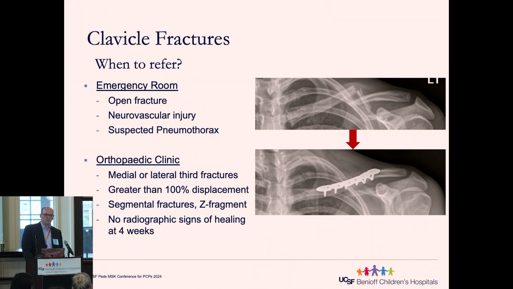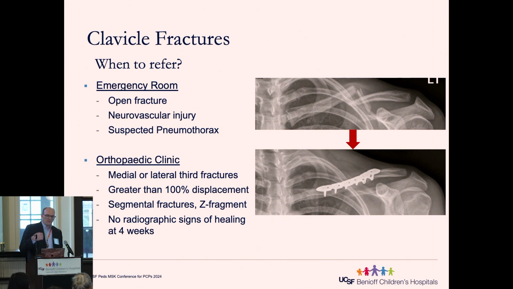So when to refer towards an emergency room, that's something open, right? So there's bleeding on the outside of the skin, neurovascular injury, or pneumothorax or some sort of a chest wall injury as well. The orthopedic clinic, if it's displaced but the skin's intact, they're neurovascularly intact, then they can come into clinic in the next couple of days, give them a sling for some comfort.